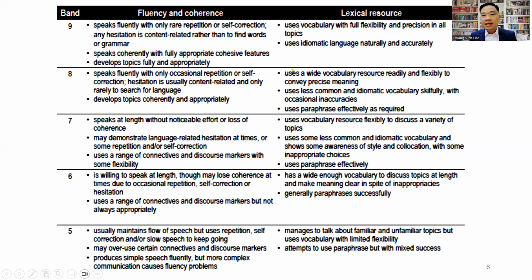And the second criterion we look at here is the lexical resource. So again, if you aimed at achieving band 5 of the speaking test, you manage to talk about familiar and unfamiliar topics, but use vocabulary with limited flexibility. And you also attempt to use paraphrase, but with mixed success.